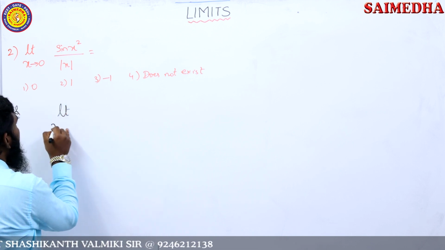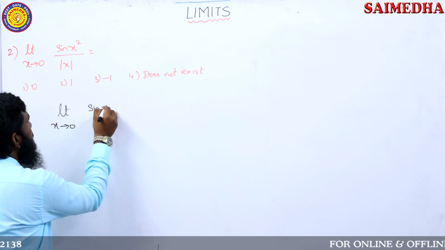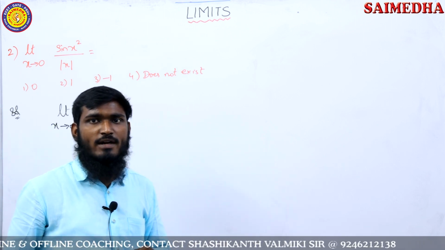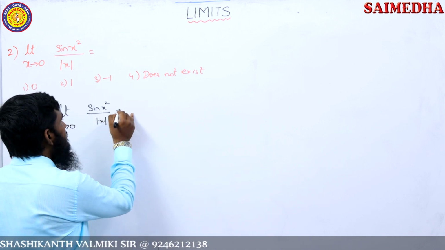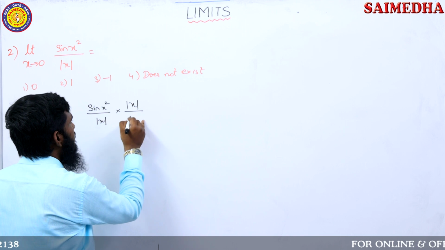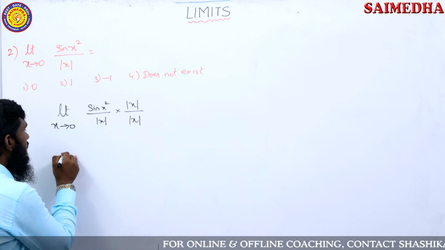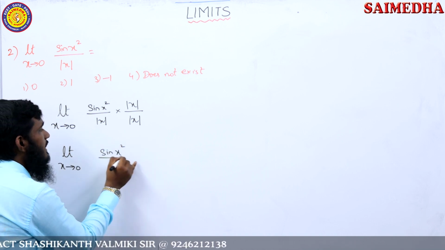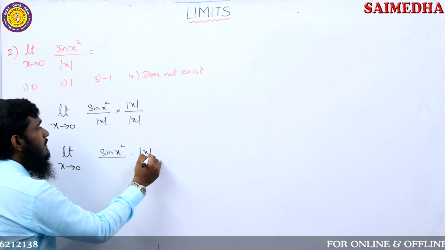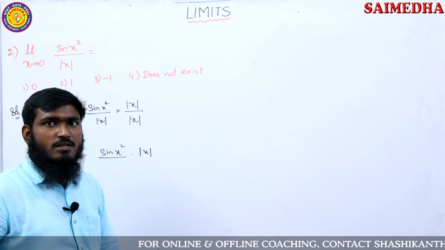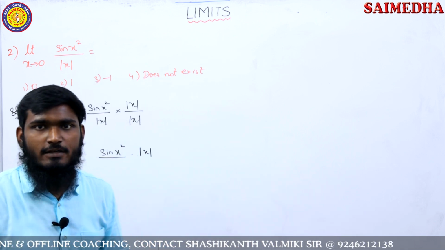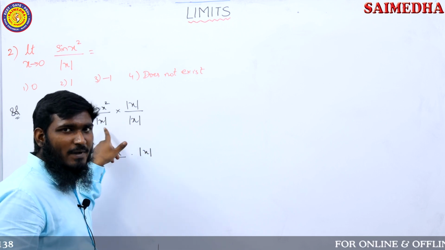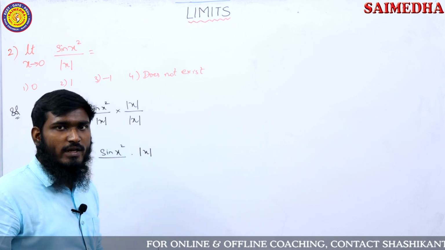So limit x tends to 0, sin x square divided by mod x is given. Now what we are doing means, we are multiplying and dividing by mod x. So we can write this part as limit x tends to 0, as it is, sin x square divided by mod x into mod x. Suppose if you are taking mod x equals to x, plus x into plus x means plus, x square. This is the one condition.